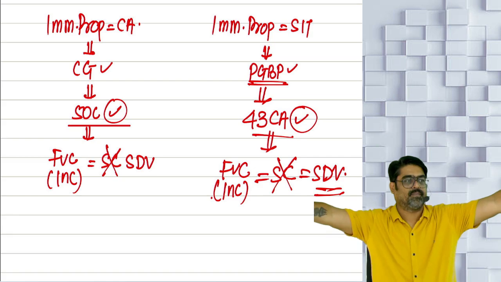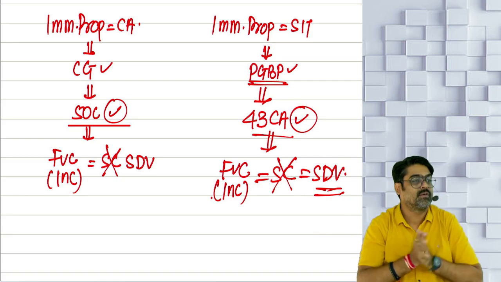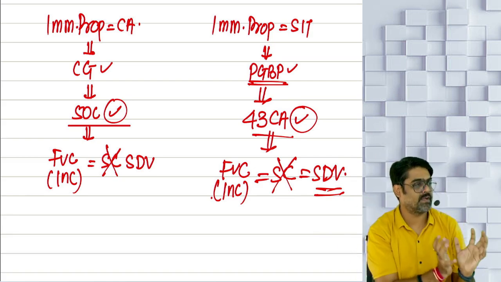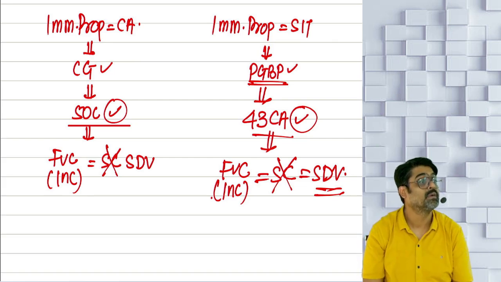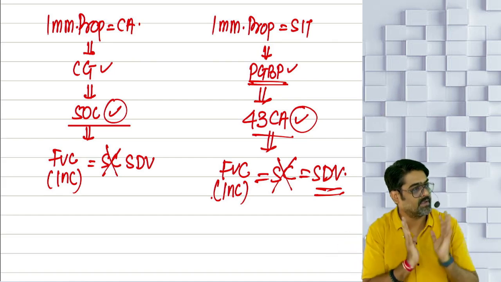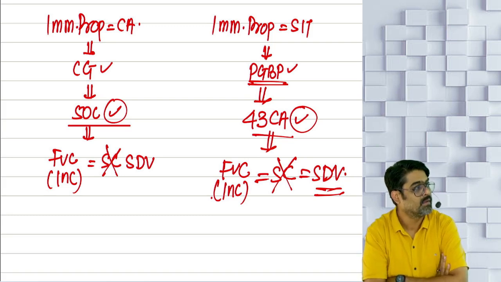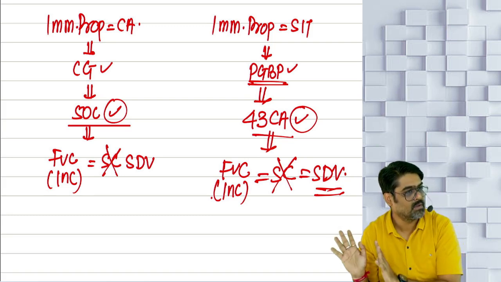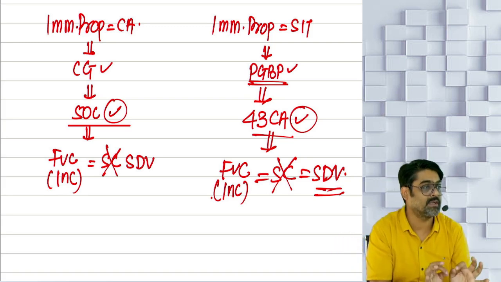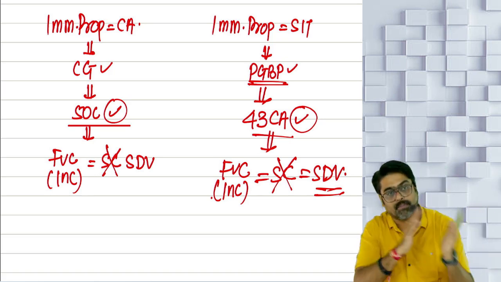So now tell me, immovable property held as a capital asset, transferred for a sale consideration which is less than stamp duty value, and the difference is more than 10% of sale consideration. Which section will apply? 50C. As per 50C, sale consideration will be ignored. Stamp duty value will be deemed to be your full value of consideration, taxable income under the head capital gains. Done. Now coming to the next part.